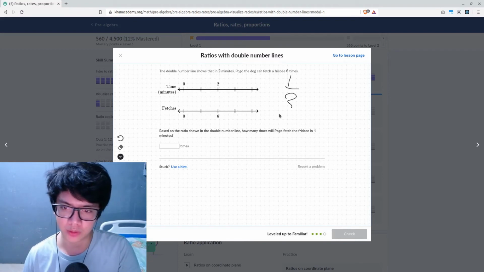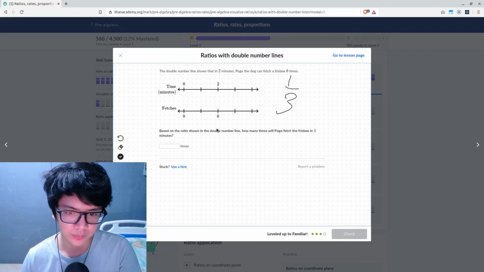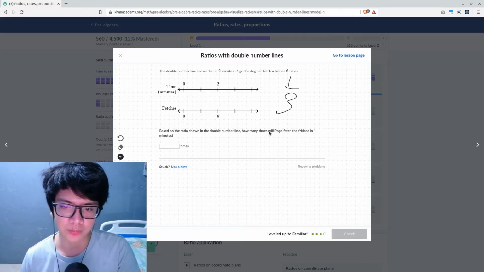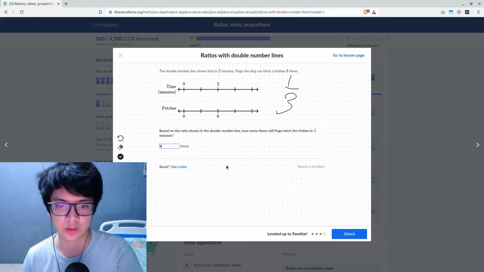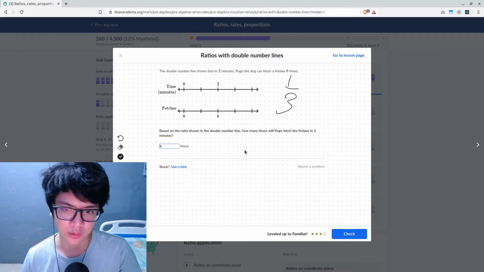So we have 1 times Pogo fetches the frisbee in 4 minutes. Oh, Pogo the dog. Okay, cool. In 3 minutes, it's going to make 9. Right.